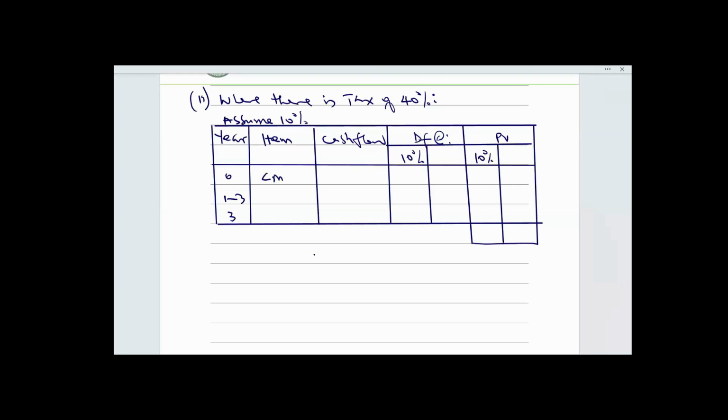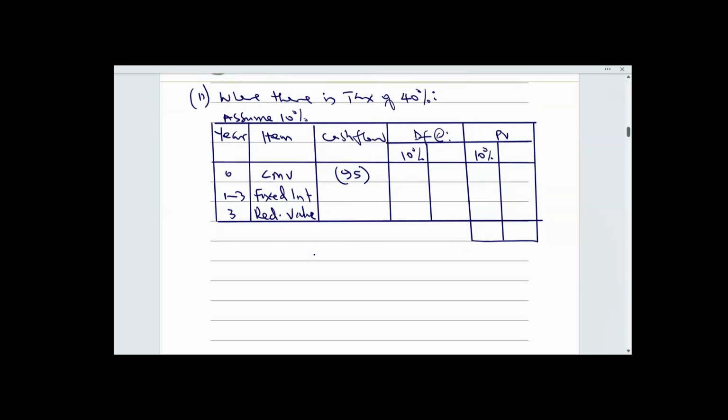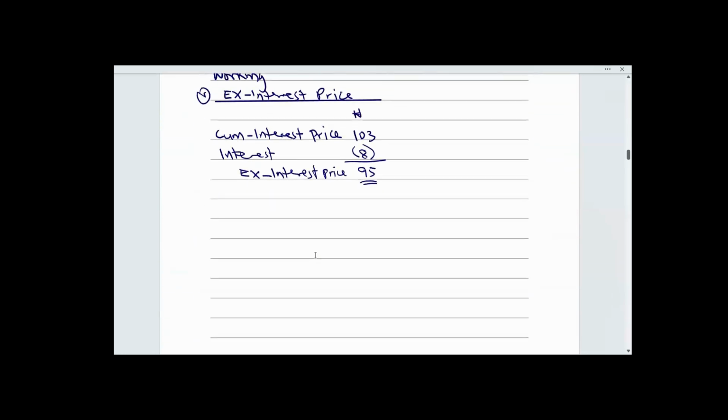So current market value is 95 naira. Our fixed interest. Then we have the redemption value. So according to the question, we are told there is a tax of 40%. Since you are given tax rates, we cannot use the coupon rate of 8% again. So we have to go and calculate after-tax interest. So working number 2, post-tax interest.